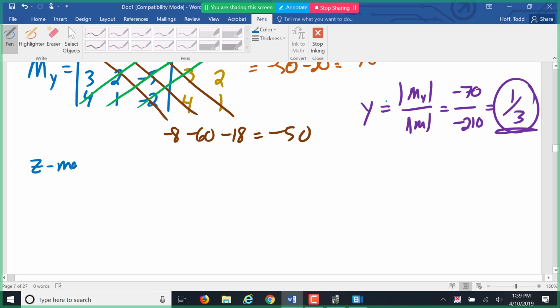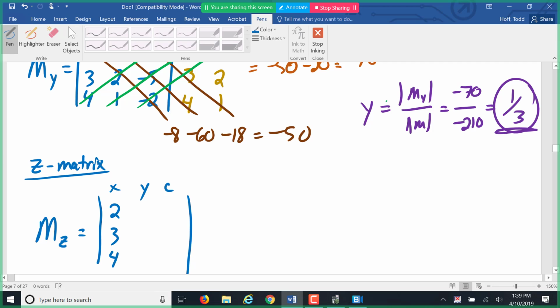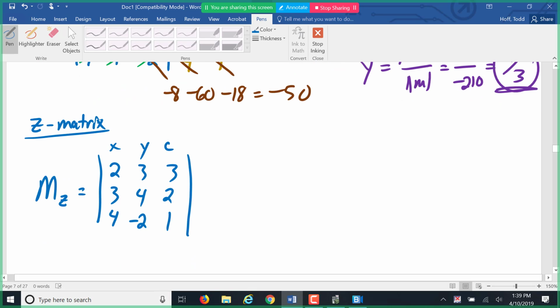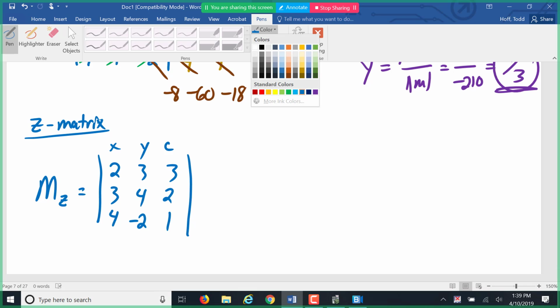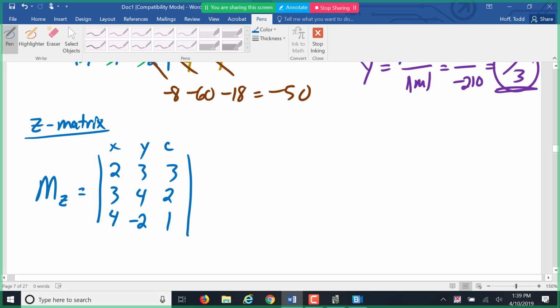The Z matrix. In the Z matrix, abbreviated M with a little z by it, the x columns and the y columns are back. It's now the z column that's replaced with the constants. So x is 2, 3, 4. Y is 3, 4, negative 2. The constants are 3, 2, 1. Now, for the sake of time here, I'm going to let you find that determinant on your own. I will tell you that determinant should be negative 35.